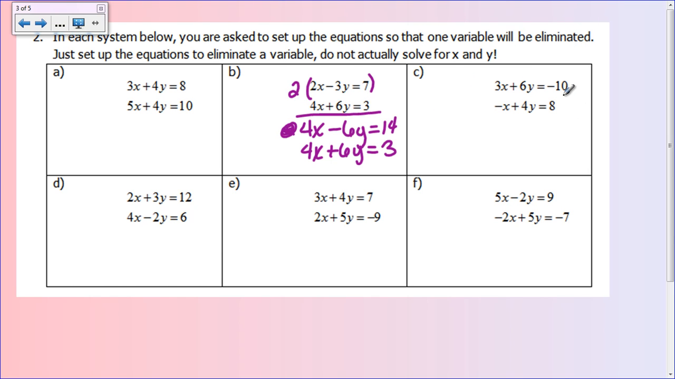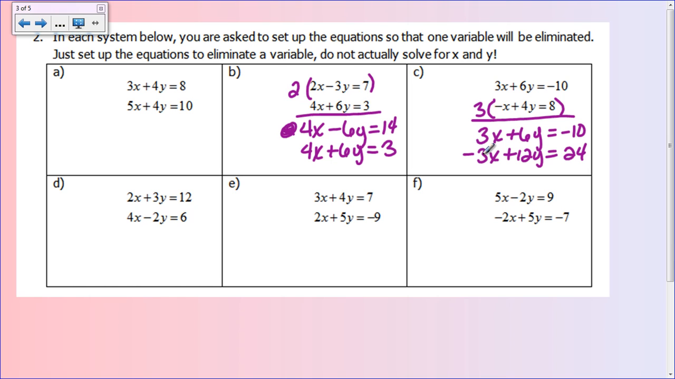Okay, so those eliminate. So now let's look at C. If you look at C over here, I've got 3x plus 6y equals negative 10, and then negative x plus 4y equals 8. So I have opposites again. I got 3x and negative x. They're opposites of each other, but now I need them to have the same number. So if I took this bottom equation and multiplied it by 3, I should have equal but opposite x's. So the top equation stays the same, but the bottom equation is now negative 3x plus 12y equals 24. And so when I add those together, those x's will now eliminate. And so I have now set it up so that something can be eliminated and I can solve.